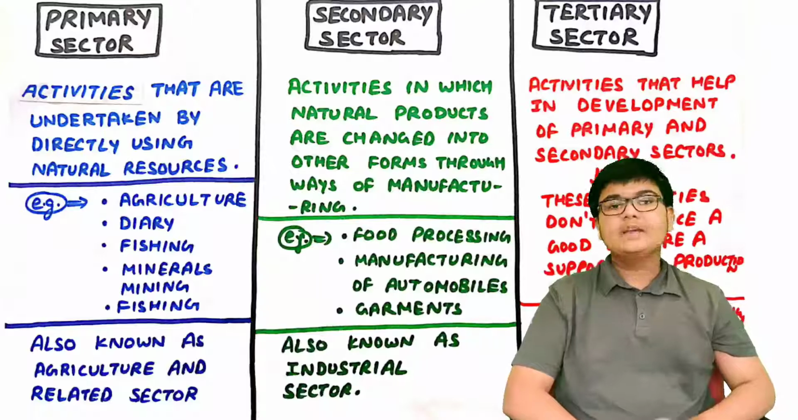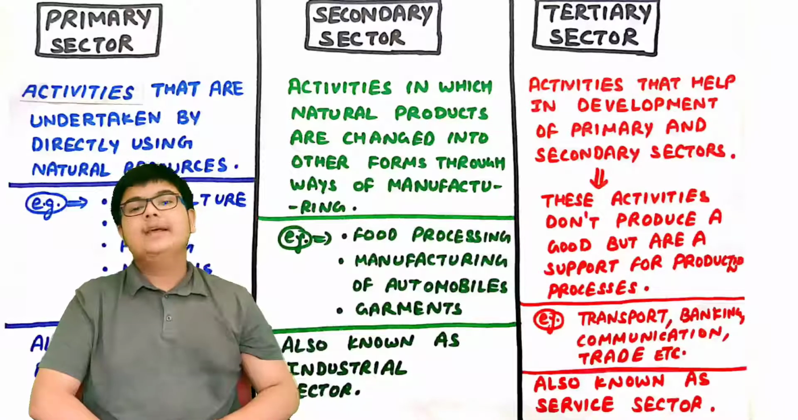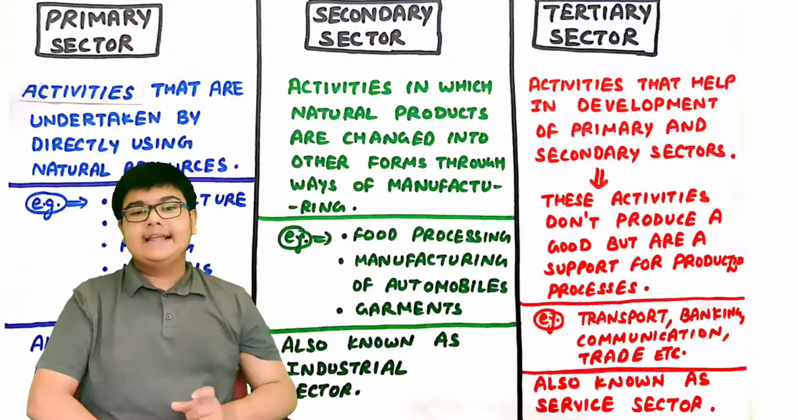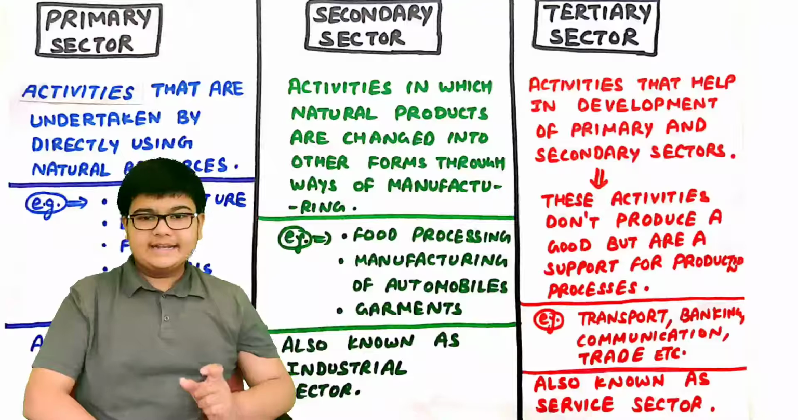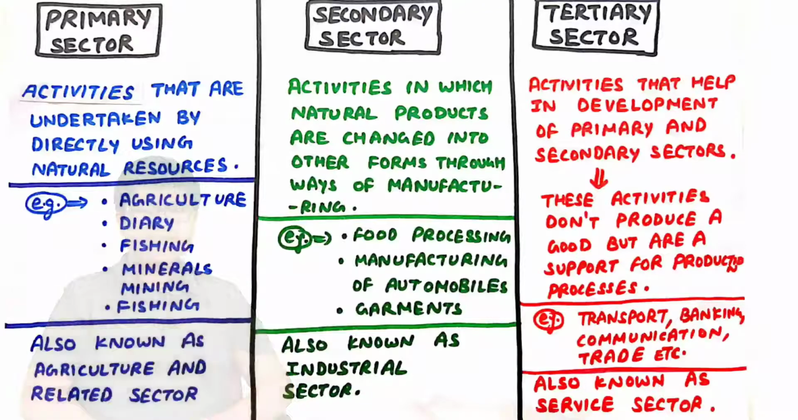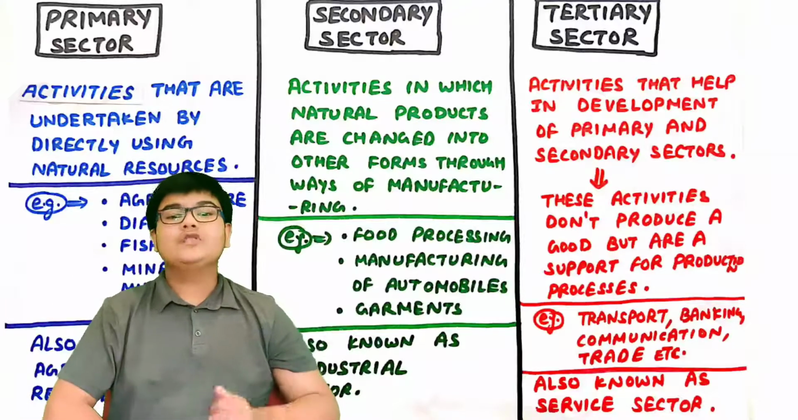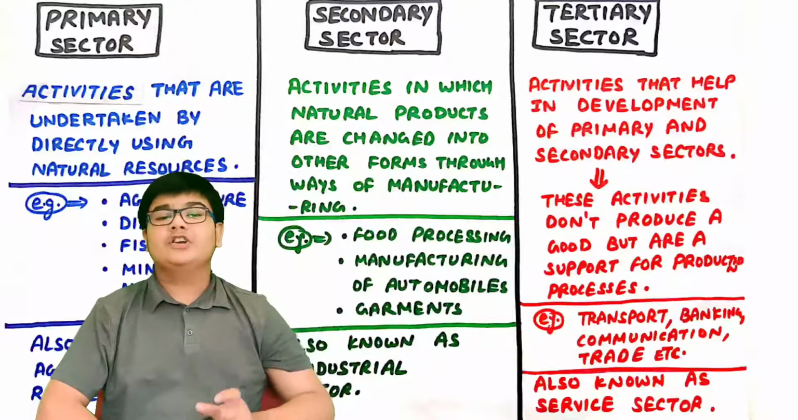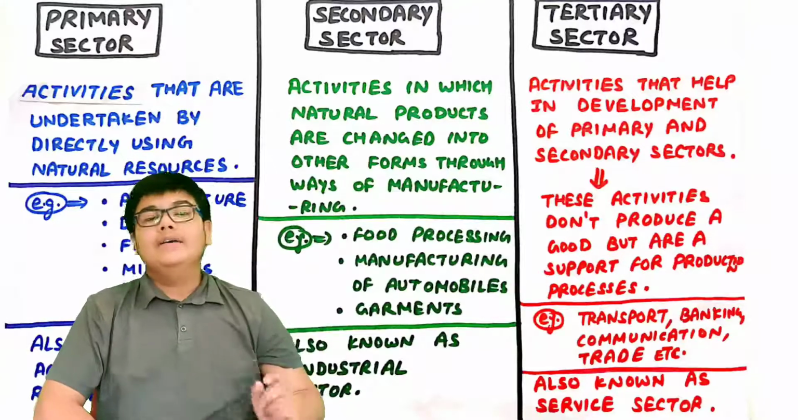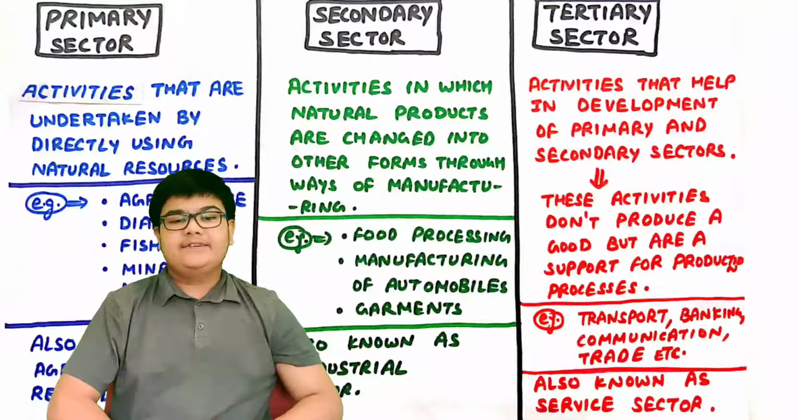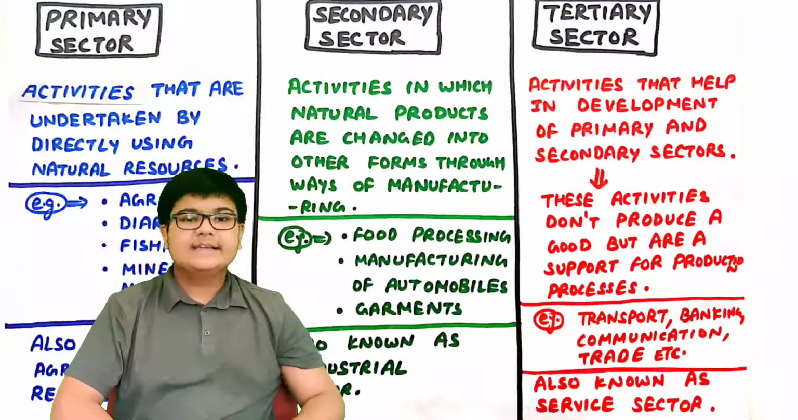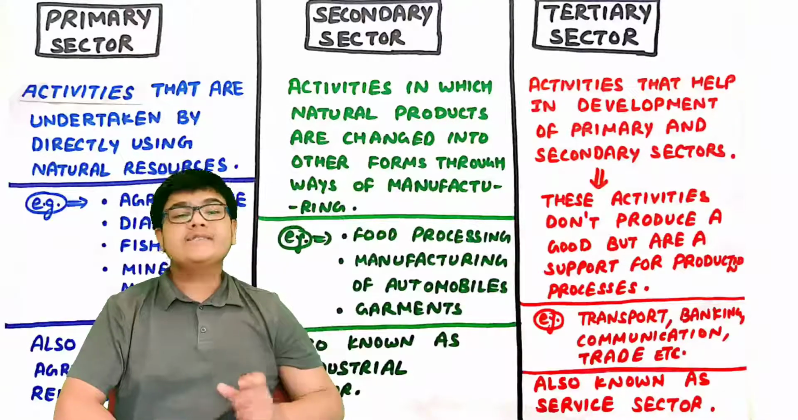Third, tertiary sector. The activities that help in the development of primary and secondary sector are known as tertiary sector activities. These activities don't produce a good, but they support the production processes. For example, transport, communication, banking, trade, commerce, etc. And as these activities provide services, tertiary sector is also known as service sector.